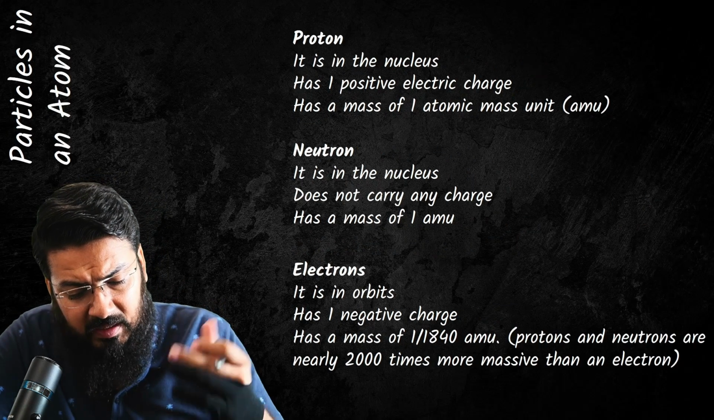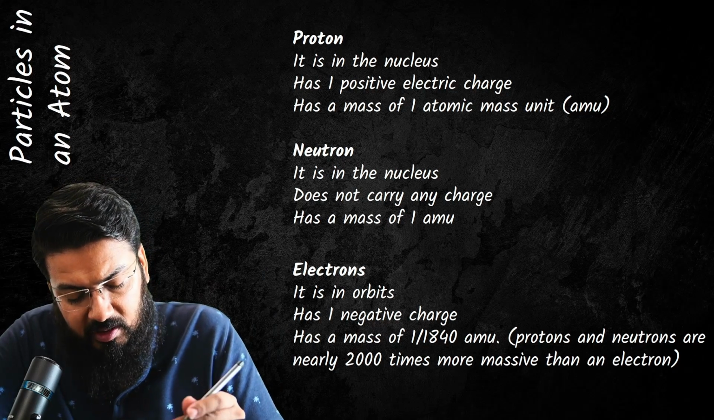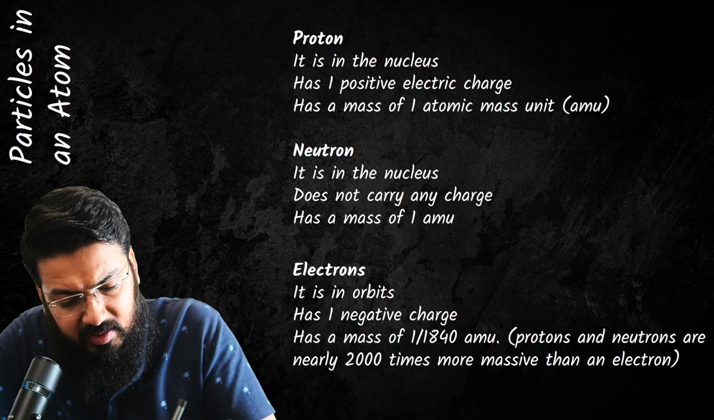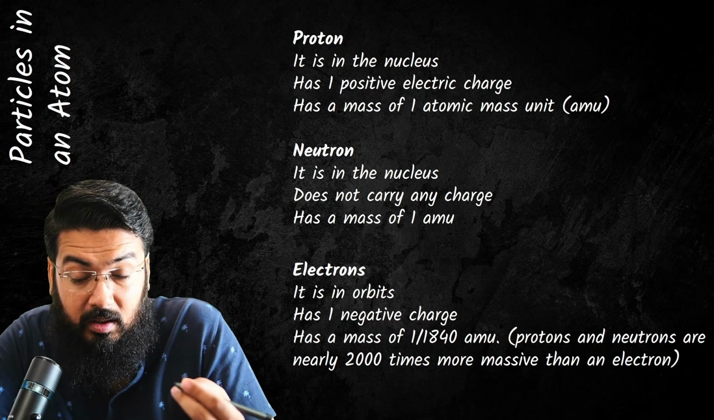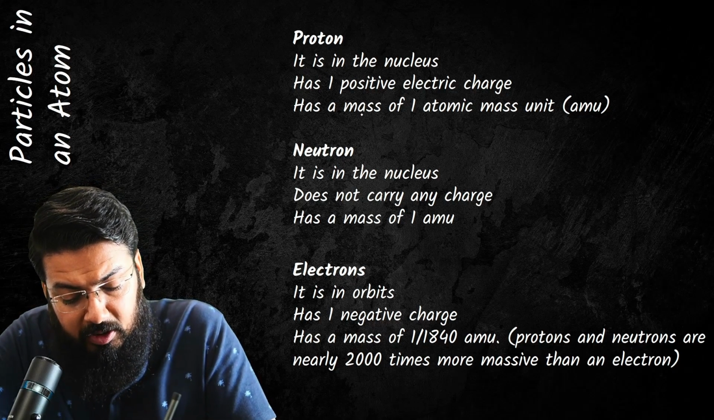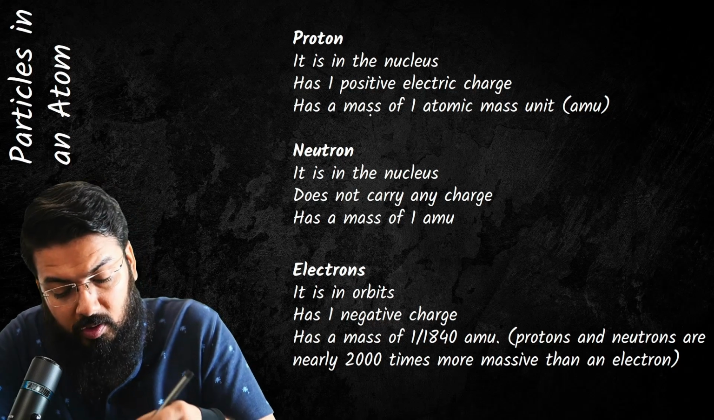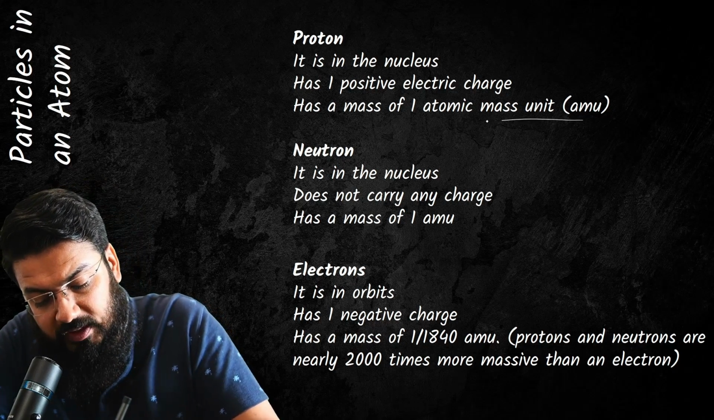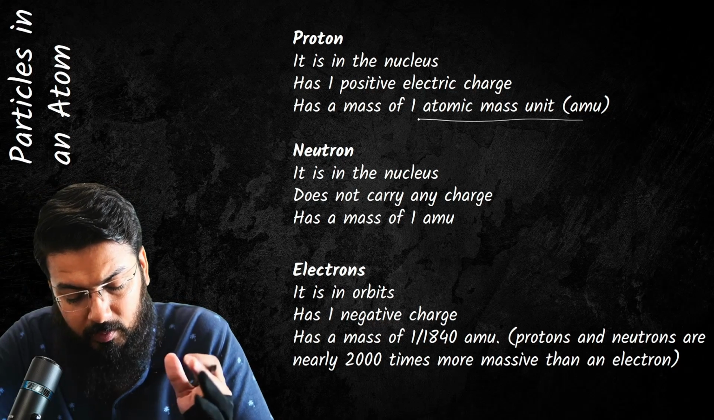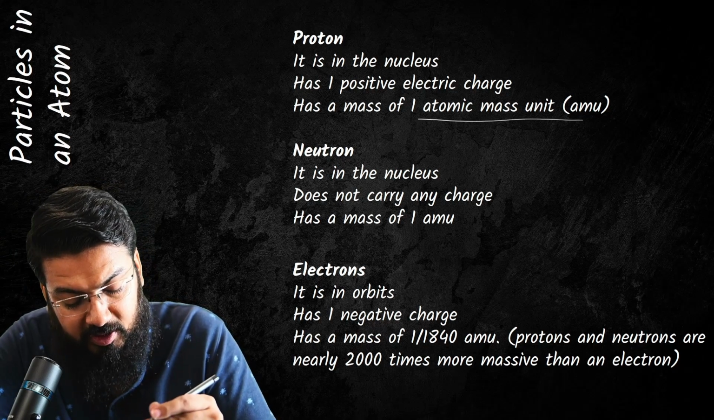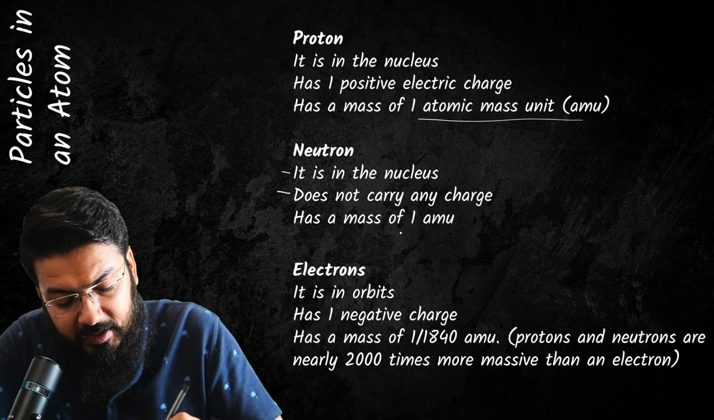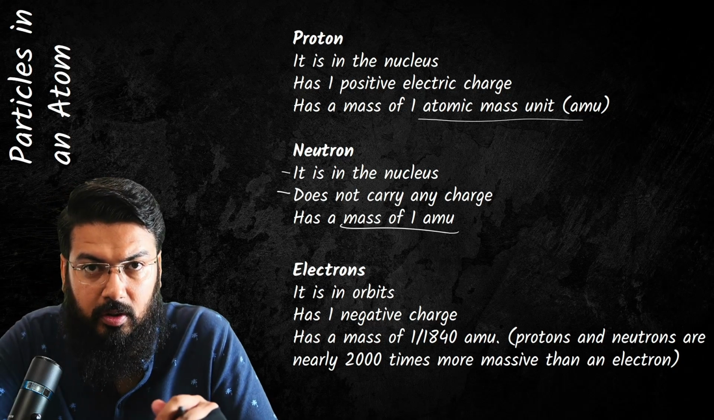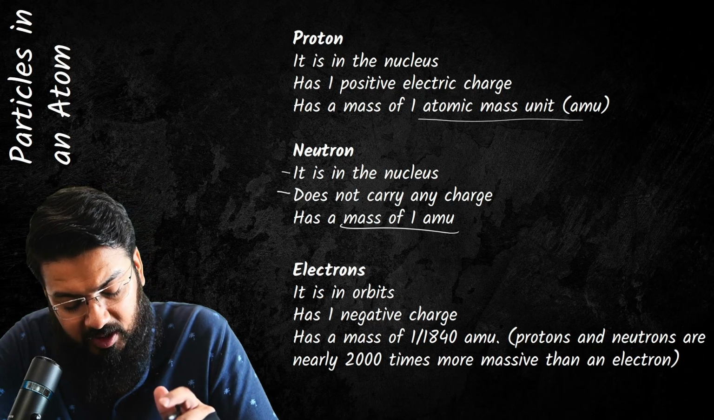Let's talk about these particles in a bit more detail. Like we discussed, protons are in the nucleus and are a positively charged particle. So the mass of a proton is what? The mass of a proton is 1 atomic mass unit. We are going to discuss what 1 atomic mass unit is in a second. Neutron, again inside the nucleus, does not carry any charge, and again has a mass of 1 atomic mass unit.